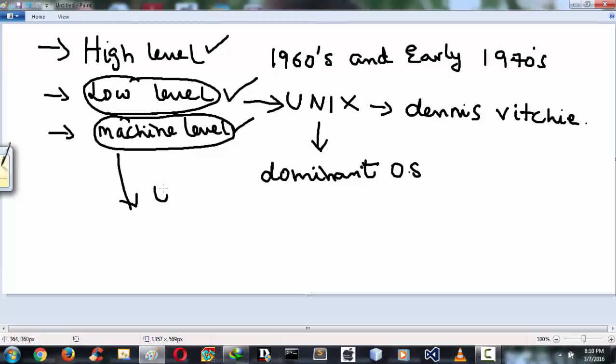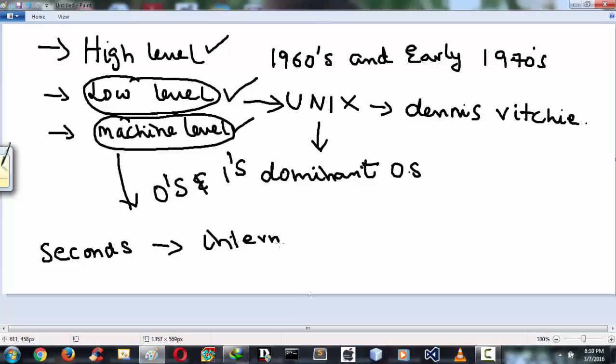As we have learned, machine language consists of only zeros and ones. In today's world, if you want to download or install any software, it's just a matter of seconds for us. We just go to the internet and download whatever software we require, and depending upon the speed of our internet, we can download and install it.